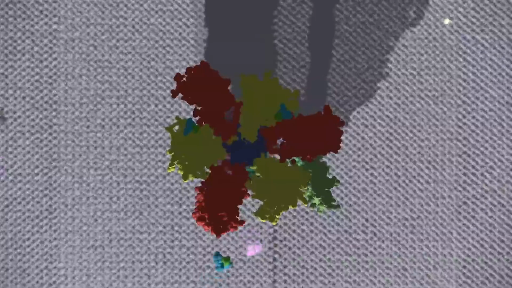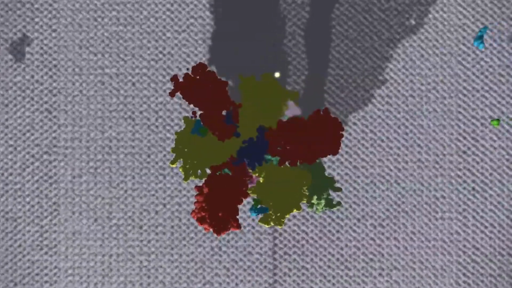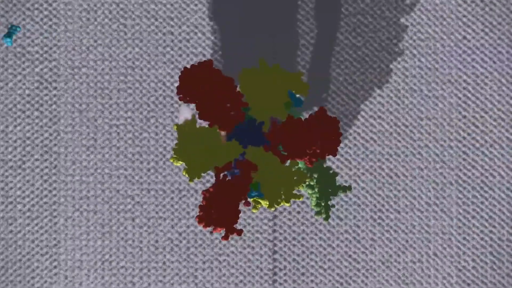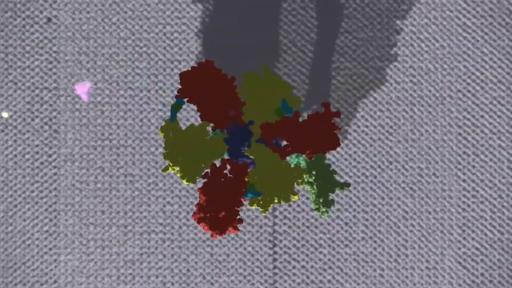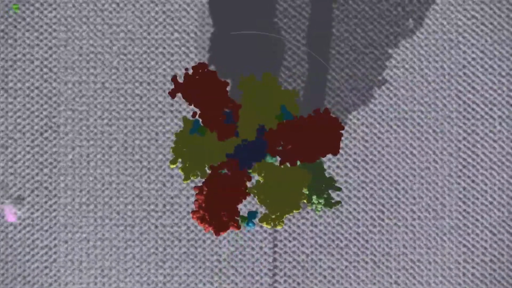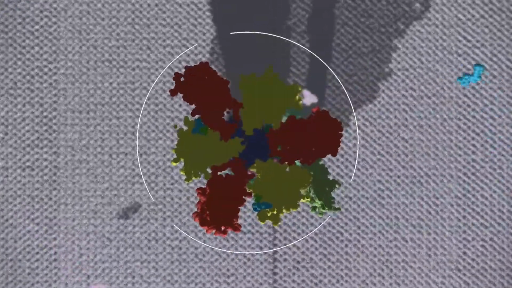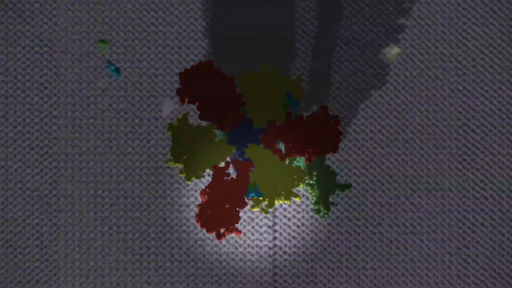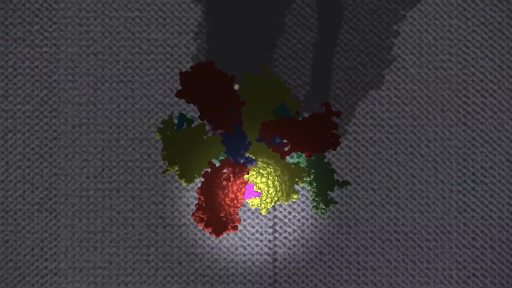The top of the central stalk acts similarly to a camshaft, so that as it rotates within the F1 motor, it causes conformational changes of the catalytic subunits. The catalytic unit is made of a dimer of subunits, and there are 3 of these arranged in a ring. Catalysis occurs at the interface between the dimers. If we concentrate on one dimer, we can observe 3 distinct states.